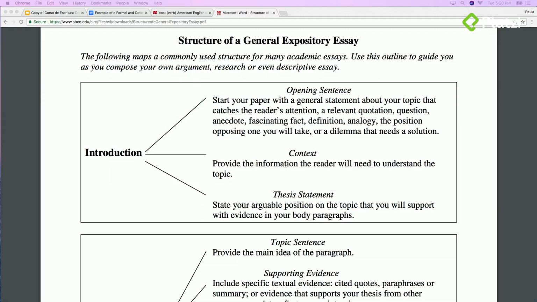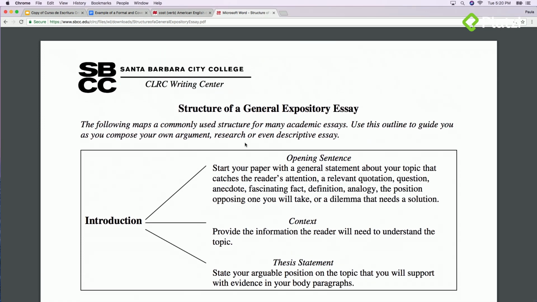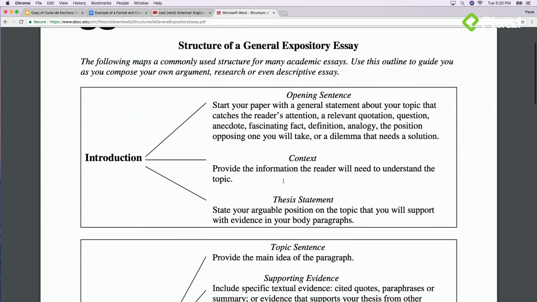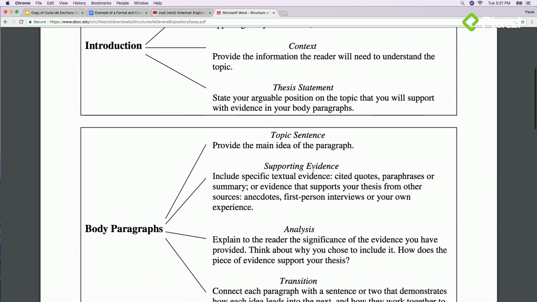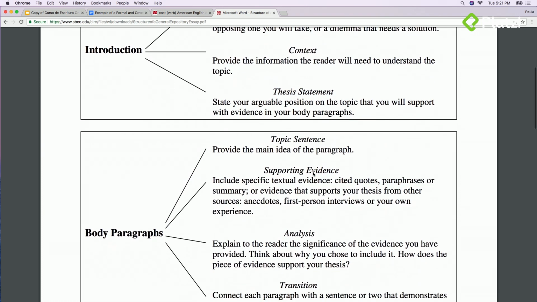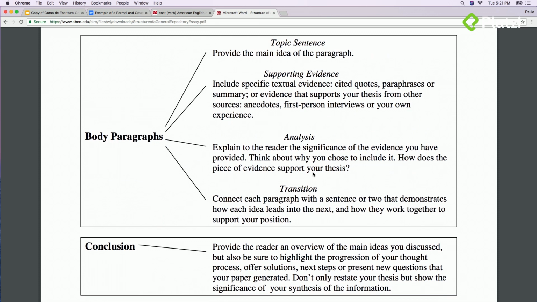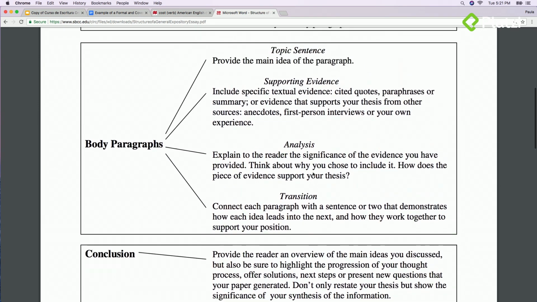First, we're going to use the structure of a general expository essay that I found from Santa Barbara City College, which is a very explicit outline, and it helps us a lot in the process of constructing these types of texts. So we are going to follow the sections that they propose, and we are going to create our own blog post. So we're going to have three main sections. The first one is the introduction, then we have the body paragraphs, and finally we have the conclusion.